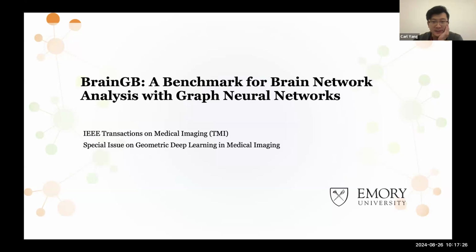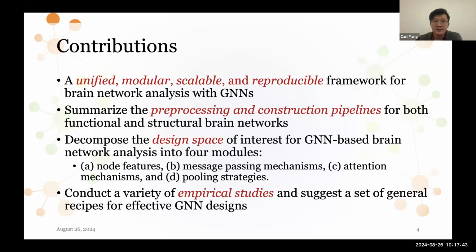So the first work I'm going to talk a little bit about is called BrainGB. It's the first brain graph benchmark, mainly for machine learning researchers to develop more advanced graph neural networks for brain connectome analysis. This one is a unified and pretty scalable framework.